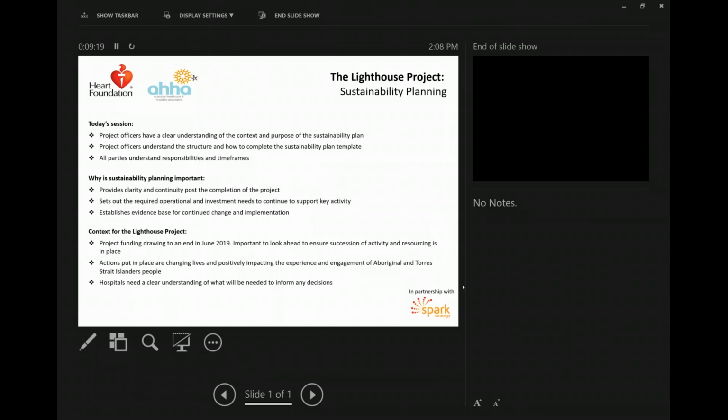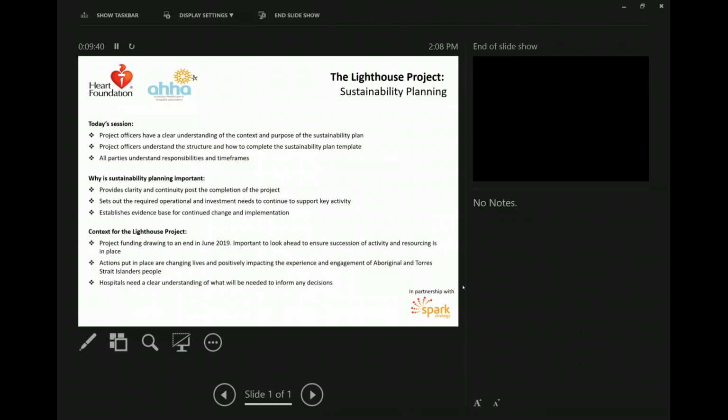Actions being put in place, it's not ideological or cheesy to say that they are changing lives and positively impacting the experience and the engagement of Aboriginal and Torres Strait Islander peoples. And in investing in this type of activity, the whole point is to prove how these are making impact. So we want to make sure it continues.